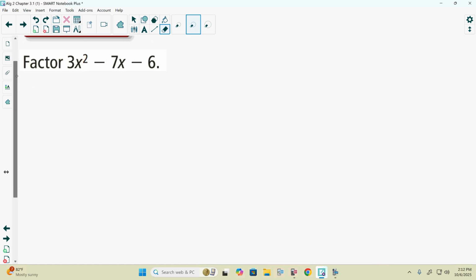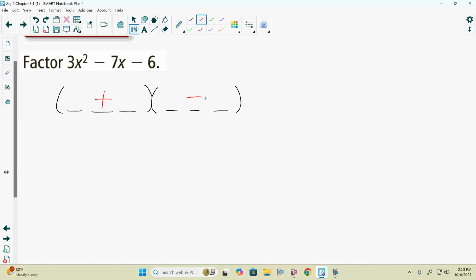We have the last one, 3x squared minus 7x minus 6. This is our greatest common factor between these three terms. No, I kind of gave it away at this point. Third term is positive or negative? So the signs are going to be opposite. They're going to be different. One of them is going to be plus, and the other is going to be minus.